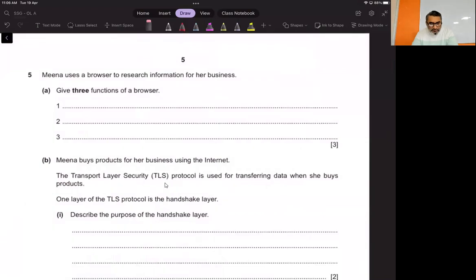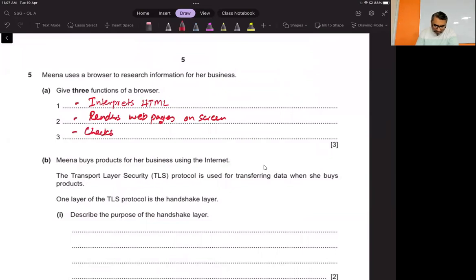Give 3 functions of a browser. A browser does many things. It interprets HTML. It renders web pages. It checks HTTPS status for security. It checks if the website is secure or not.